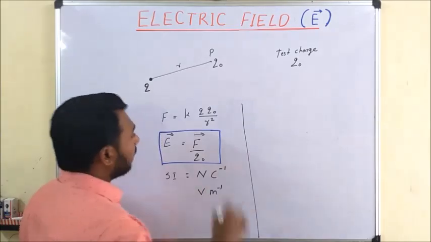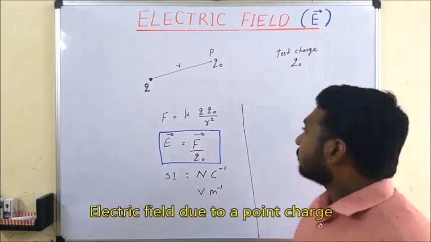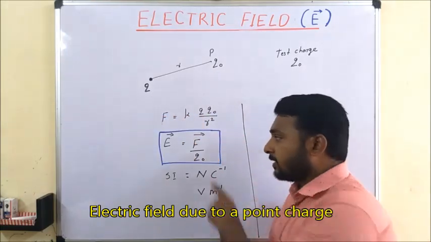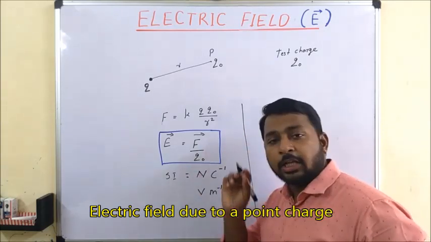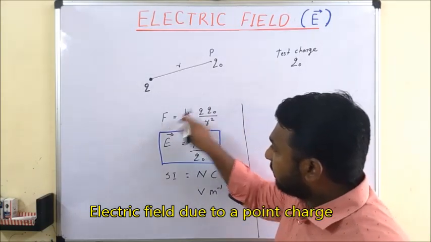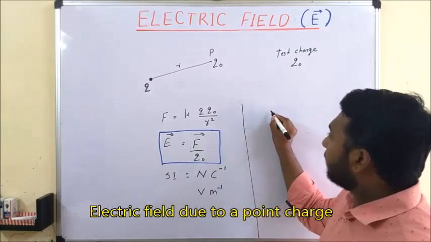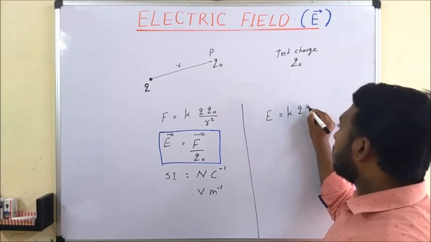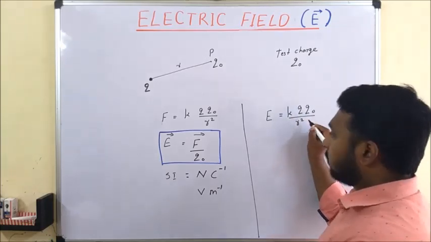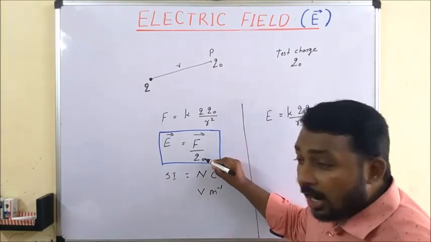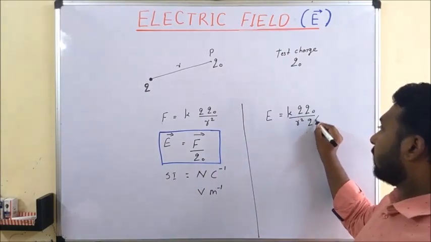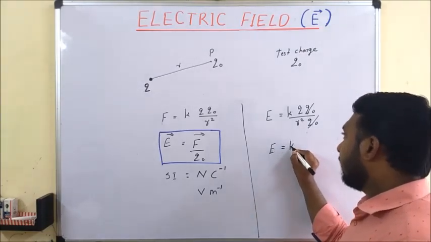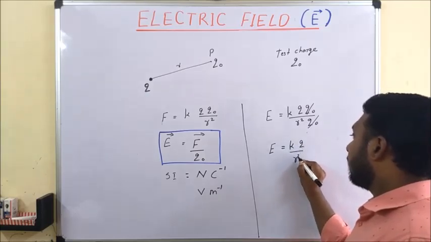Now we can modify this equation. The electric field at this point P due to this charge Q is given by E is equal to F by Q naught. Now let us substitute the value of this F from above. E is equal to K Q Q naught divided by R square, divided by Q naught. So Q naught and Q naught cancel, and its magnitude E is equal to K Q by R square.